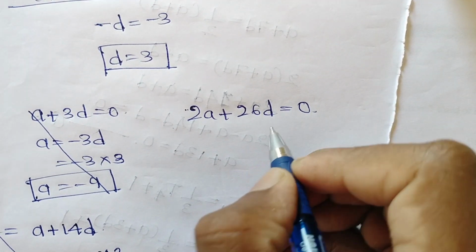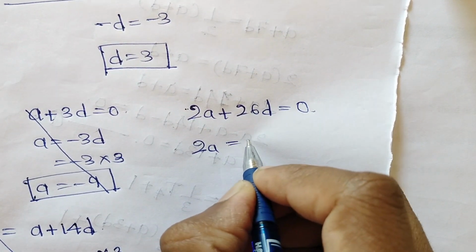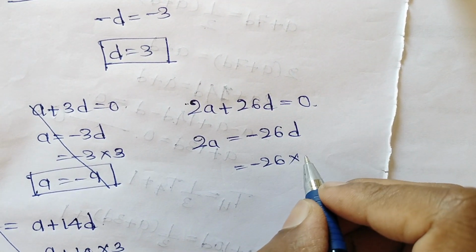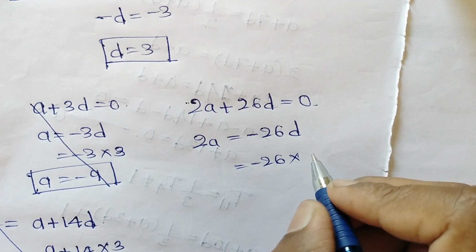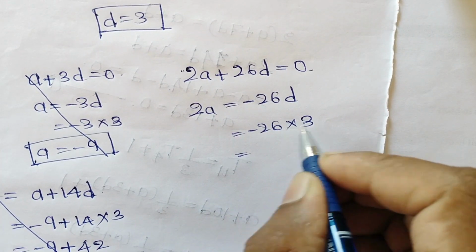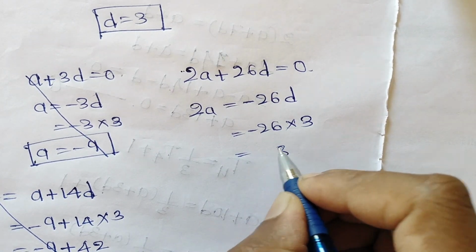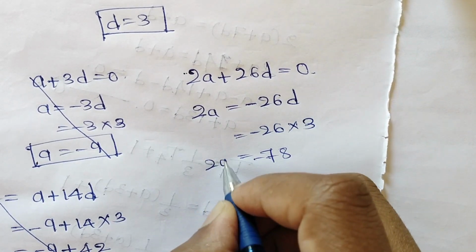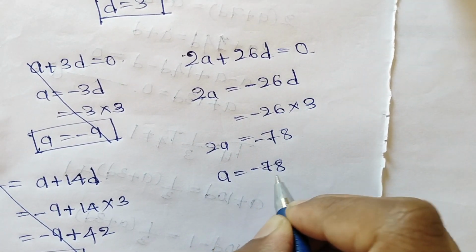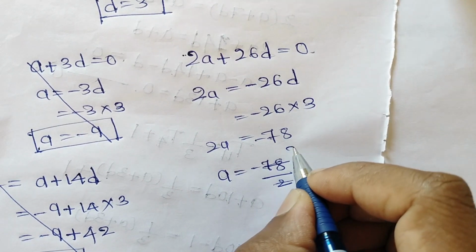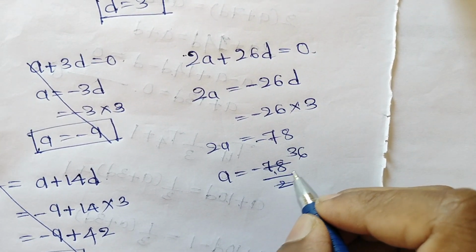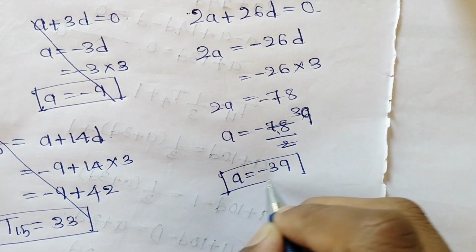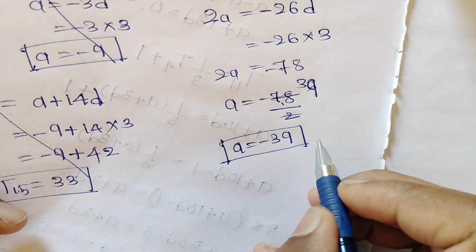Here we have to substitute for d, that is, 2a equals minus 26d. d is 3, so minus 26 into 3 becomes minus 78. So 2a equals minus 78, and a becomes minus 78 by 2. 2 3s are 6, and 2 9s are 18, so a becomes minus 39. Okay, it is the right answer.